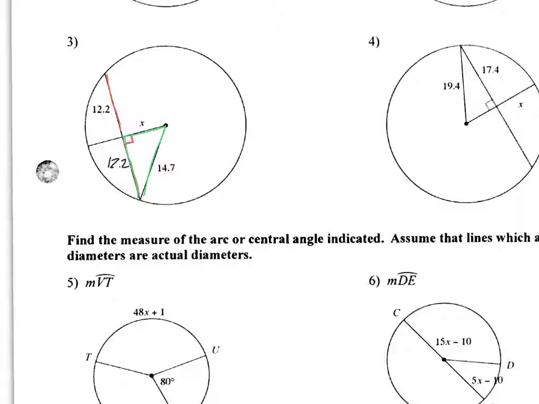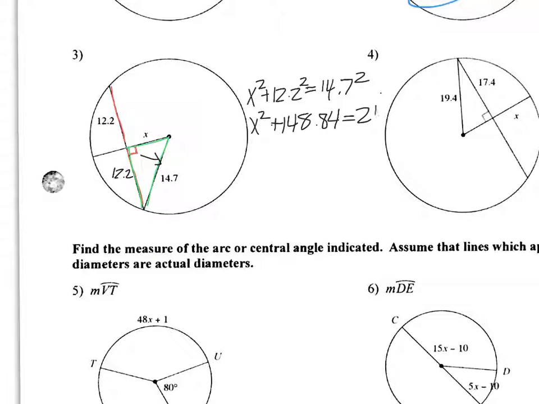Okay, so I'm going to set it up over here. So it's x squared plus 12.2 squared equals 14.7 squared. There we go. Remember, that's our hypotenuse. That's our c. Okay, so I'm going to use my calculator here. 12.2 squared would be 148.84. So I've got x squared plus 148.84 equals, now I'm going to do 14.7 squared, and that's 216.09. Sorry, I'm writing into the next problem.